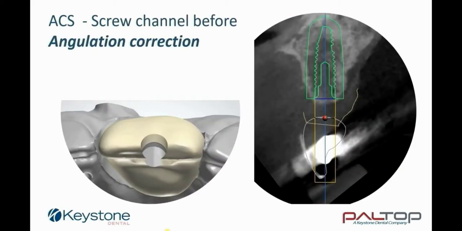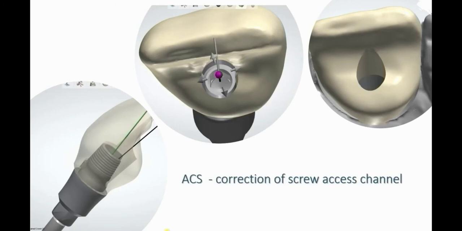Here we can see the screw access channel prior to correction. This case was originally planned in 3Shape Implant Studio, and you can see on the right in the image the long axis of the implant exiting at the incisal edge of the crown. Following the angulation of the screw access channel to approximately 17 degrees, we can see that the axis of the channel is in the cingulum area of the crown.